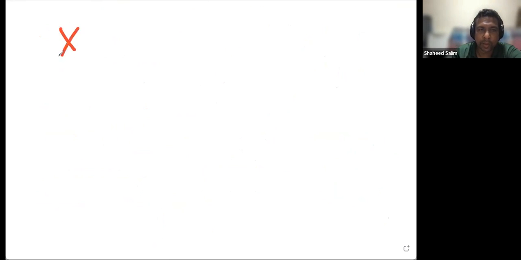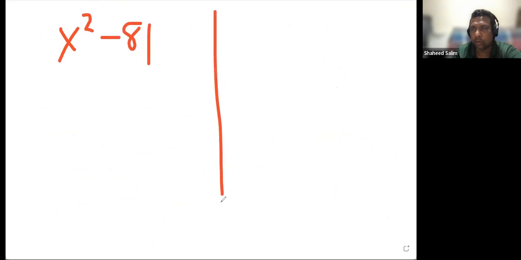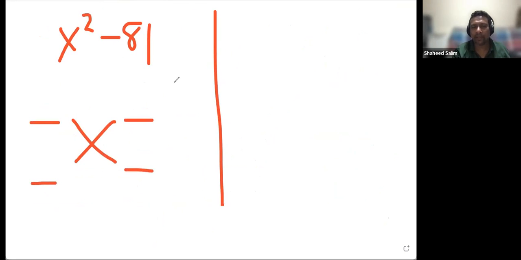Okay, so we're going to try again. Here we go. x squared, an easy one, minus 81. You try this one. Come on, you can do this. We have only 6 minutes left. This one is without a center term. I want you to notice the pattern.